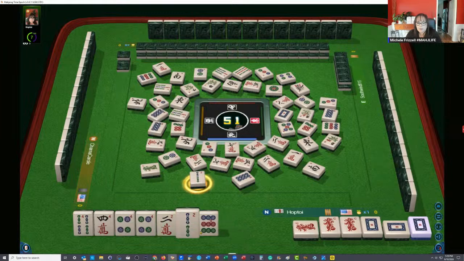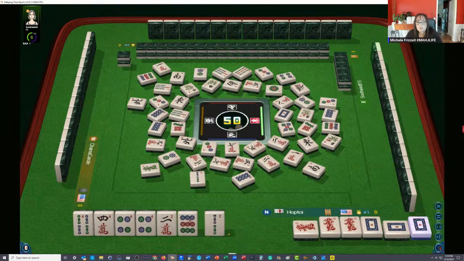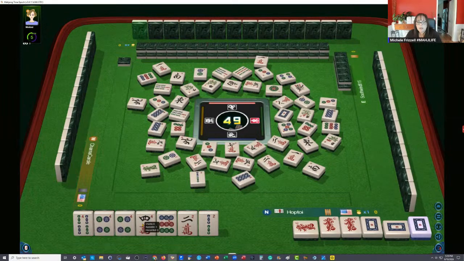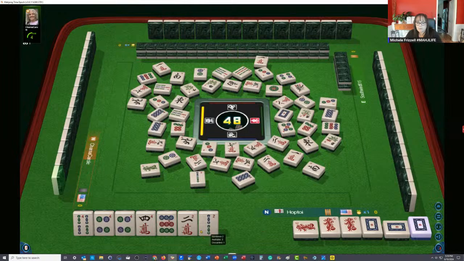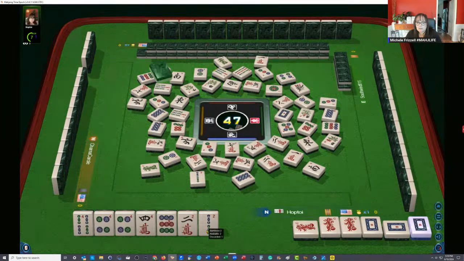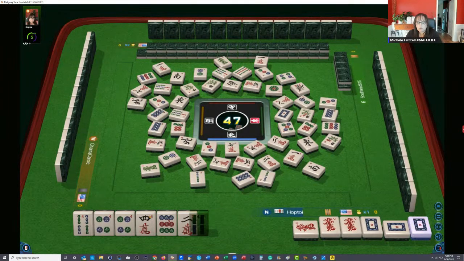2 bamboos. Okay, there's a hesitation. Nope. So we need to let that go next since nobody took it. 1 character. This 4 crack is our vulnerability right now. That needs to be a pair. 7 characters. Green dragon. Okay, we got a 4 bam, which is good.